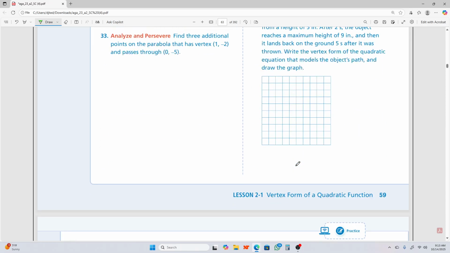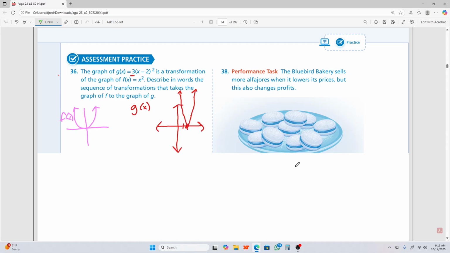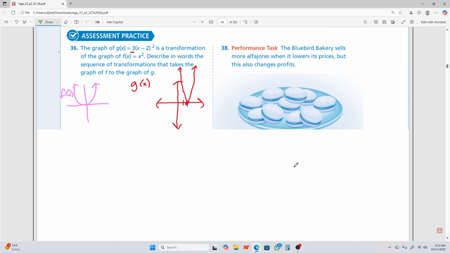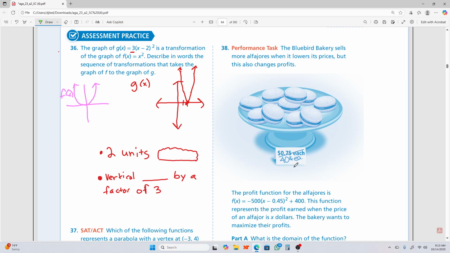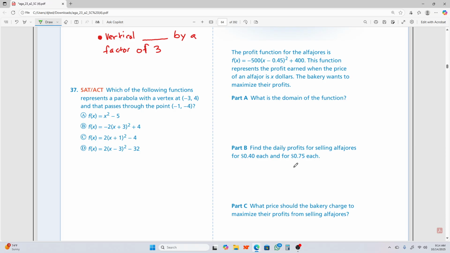And then the last question was number 38. And it's taken a minute to load. The Bluebird Bakery sells more alfajores when it lowers its price, but this also changes profits. The profit for the alfajores is f of x equals negative 500 times (x minus 4500) squared plus 400. This function represents the profit earned when the price of an alfajor is x dollars. The bakery wants to maximize their profits. What is the domain of the function?